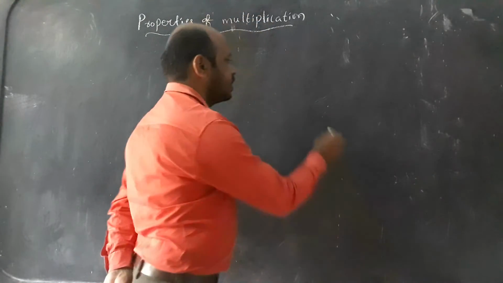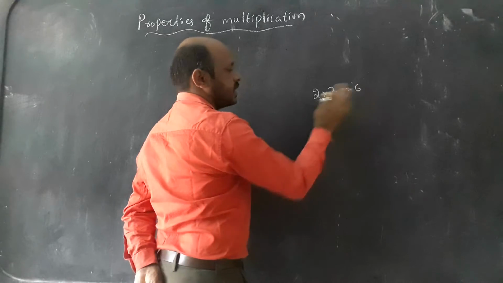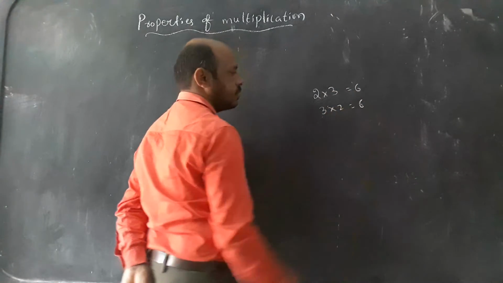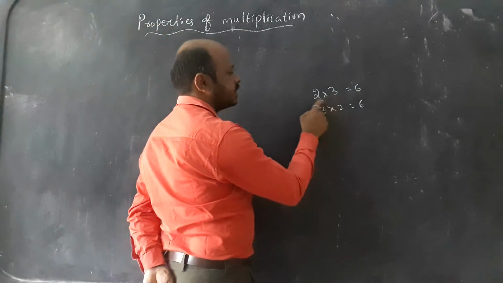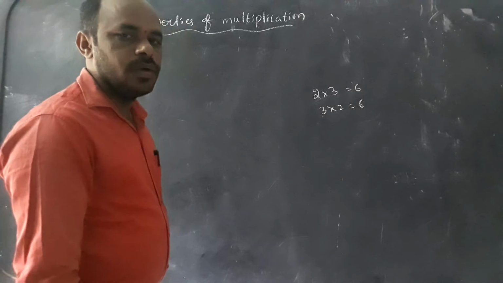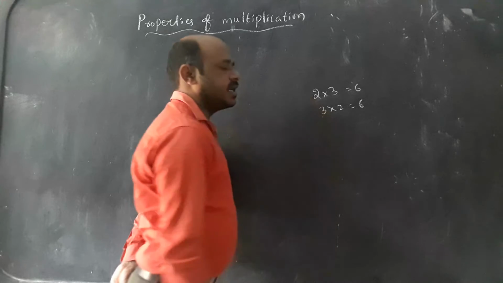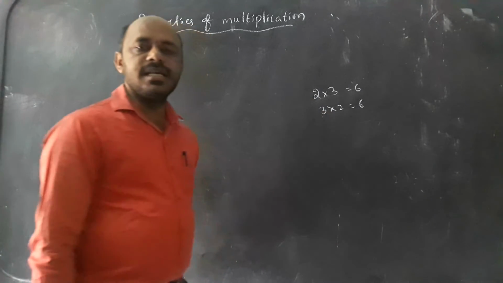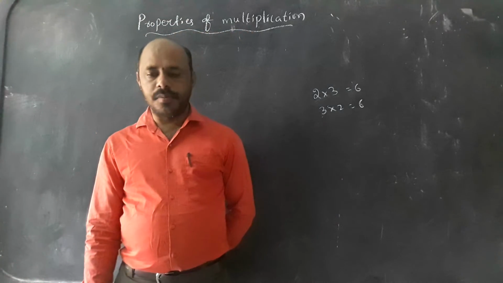For example, see here, 2 into 3 is equal to 6. Then 3 into 2, the product is also the same. Means what? Here I change the order of the numbers. The two numbers we multiplied first, I interchange their places, and then the product is the same. This property we call the order property.